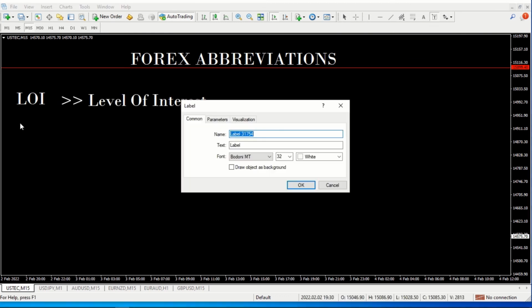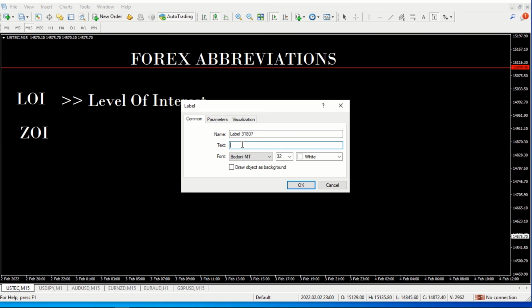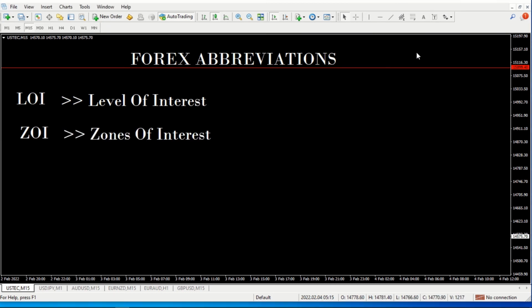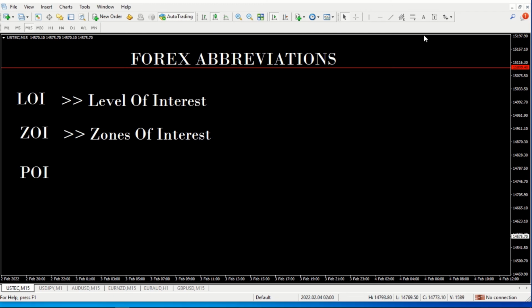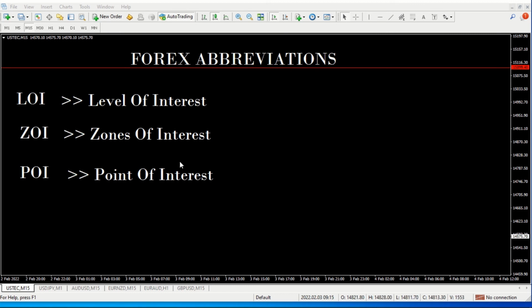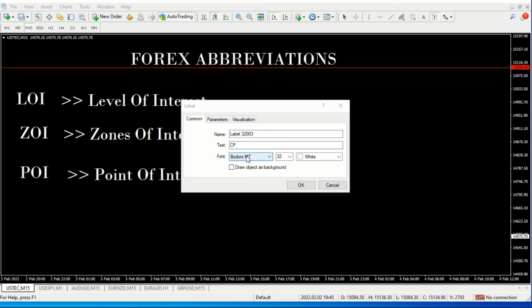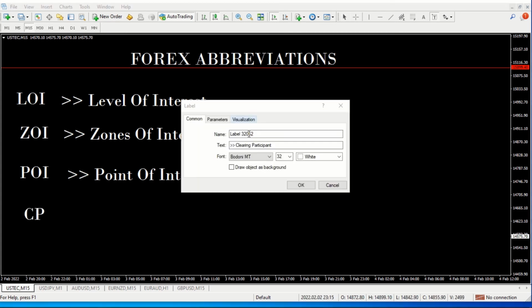The second one has to do with ZOI, which stands for zones of interest. The third one on the list has to do with POI, which stands for point of interest. We also have CP, which stands for clearing participants.